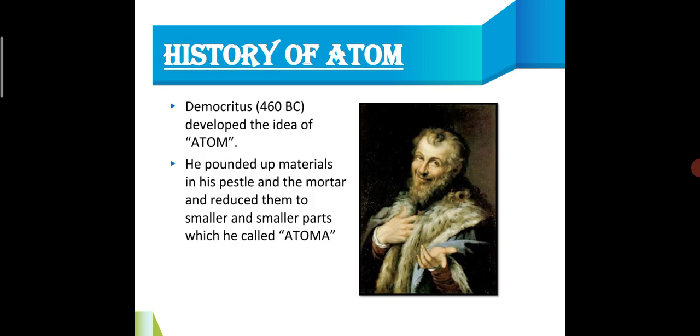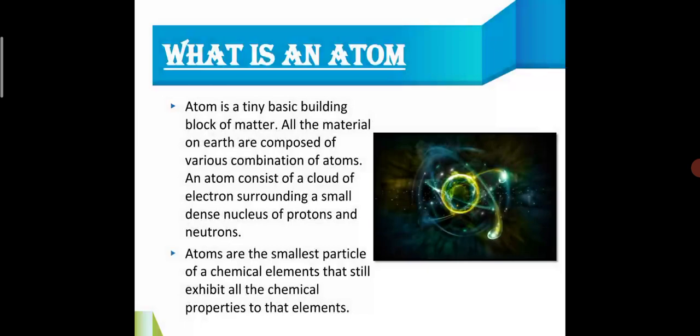He pounded up materials in his pestle and mortar and reduced them to smaller and smaller parts, which he called atoma. And what is an atom? Atom is a tiny basic building block of material. All the material on earth are composed of various combinations of atoms. An atom consists of a cloud of electrons surrounding a small dense nucleus of protons and neutrons. Atoms are the smallest particles of a chemical element that still exhibit all the chemical properties of that element.